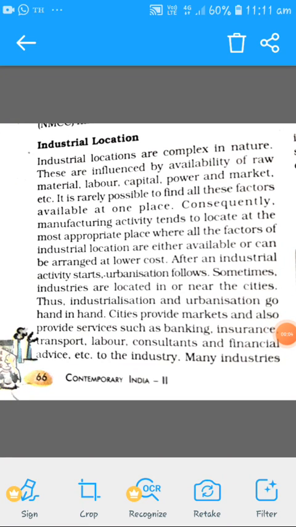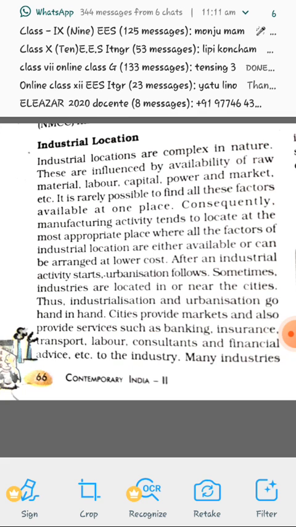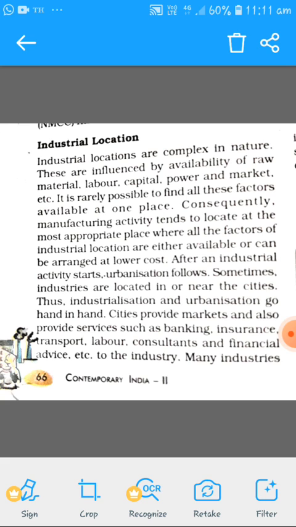Children, in the last class, we have seen the importance of industry in the economy, and we have also seen the contribution of industry in the national economy. So importance, contribution, we have already seen, and how much it is important. We have seen how it is helping in the modernization of agriculture also, one of the importance of the industry. Okay, so today we are going to see about industrial locations.